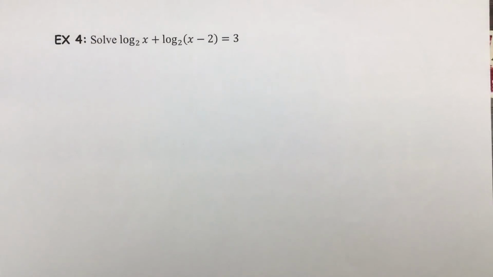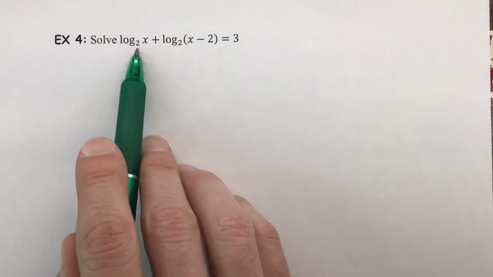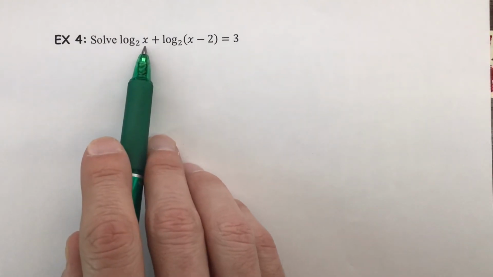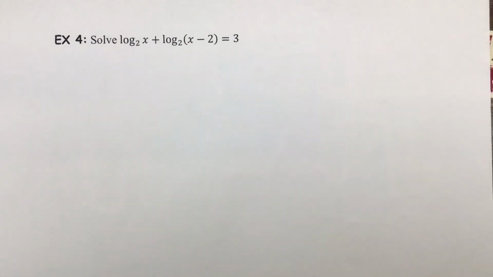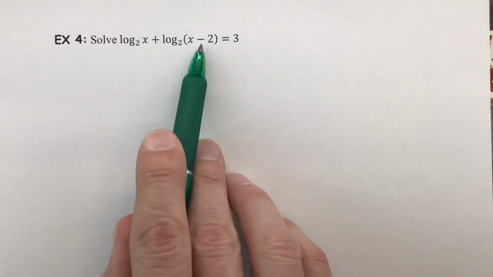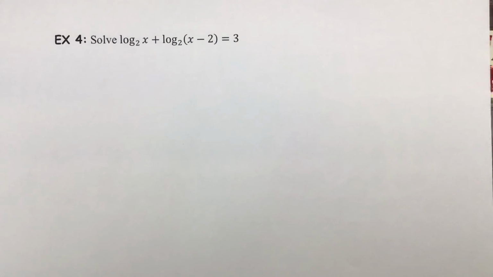All right, and for example 4, we're going to try and use our properties to help solve for x in this equation. We got log base 2 of x plus log base 2 of x minus 2 is equal to 3. Okay, now one of the general approaches that we try and do when solving equations is isolate the x, but we happen to have x's in two different locations. However, using the properties of logarithms, we can actually bring those x's together.